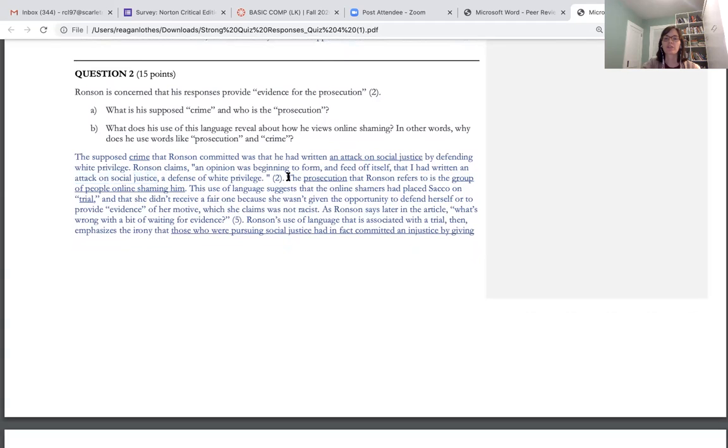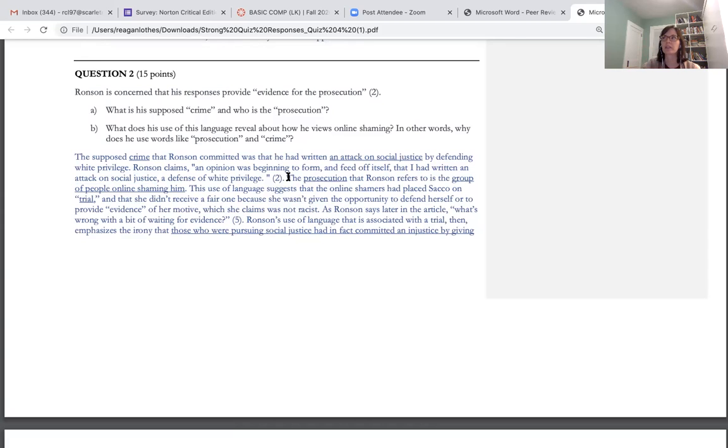Okay, so the prosecution that Ronson refers to is the group of people online shaming him. The use of language suggests that the online shamers had placed Sacco on trial and that she didn't receive a fair one, because she wasn't given the opportunity to defend herself or to provide evidence of her motive, which she claims was not racist. As Ronson says later in the article, what's wrong with a bit of waiting for evidence? So again, evidence, another word that he uses to evoke this idea of a trial.